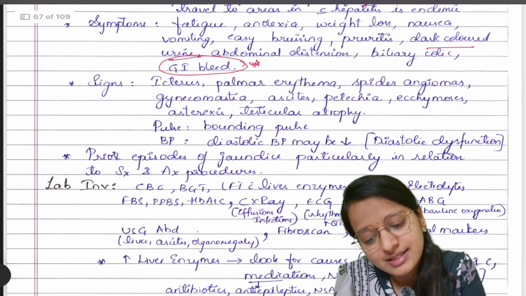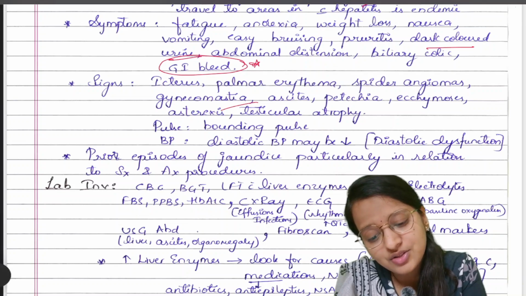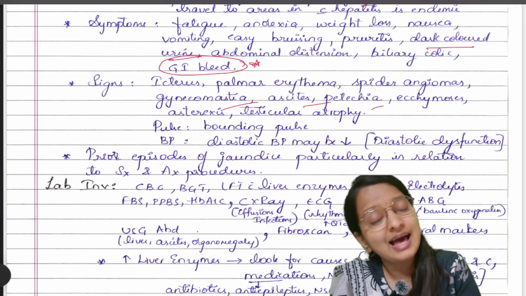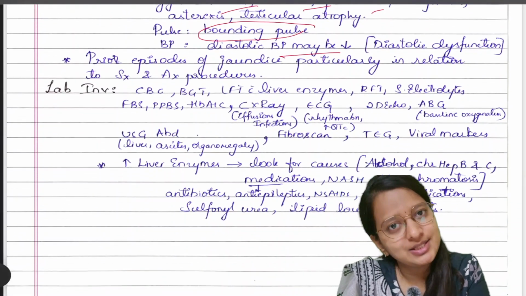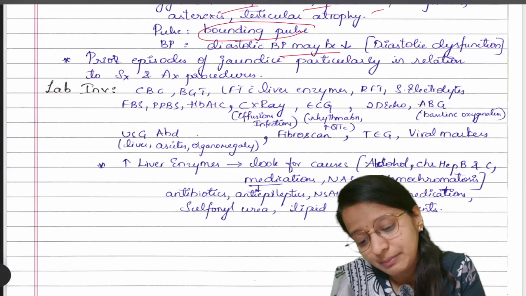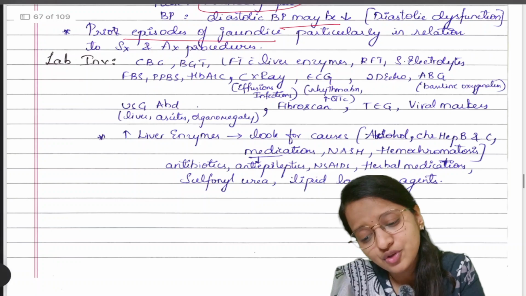And we'll look for the signs: icterus, palmar erythema, gynecomastia, ascites, petechiae, ecchymosis, asterixis, testicular atrophy, and there might be bounding pulse and decreased diastolic BP. And also we will ask him about prior episodes of jaundice and surgical and anesthetic procedures.